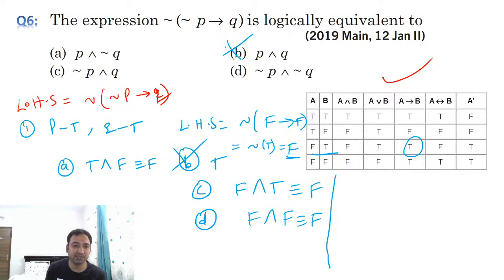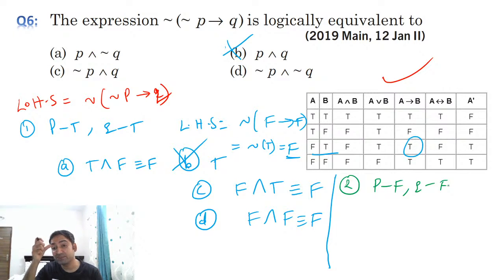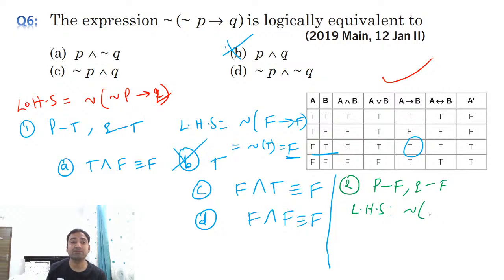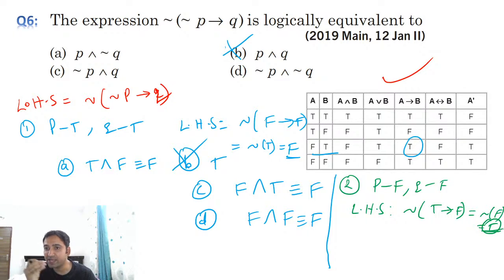So now what can we take? Let's take another substitution. Second substitution is P is equal to false, Q is equal to false. Let's see what we get. If you take P false and Q false, let's calculate the left hand side. If you calculate the left hand side, it is negation of P, that is true. True implies false. True implies false is equal to false, guys. Negation of false is equal to what? True. We are getting it. Got it now? So in the options where we are getting true, we need to calculate. Got it, guys?